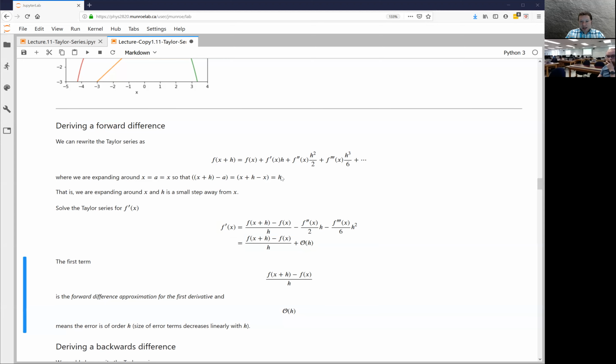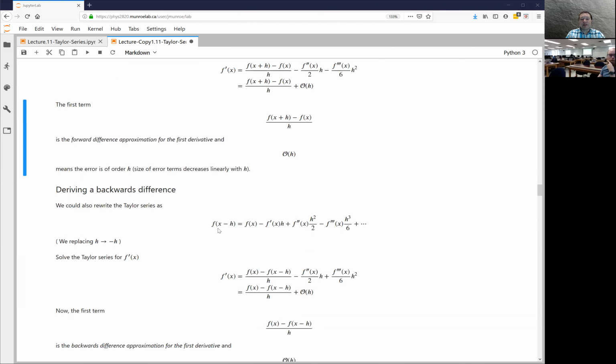If we take this same Taylor series, but now write it in a different way, starting from f of x minus h, the idea being, do the expansion around x, but now take a step backwards. You get some plus signs and minus signs all the way through. When you go to solve again for f prime of x, what you're going to get is f of x minus h divided by h. And again, there'll be an error term on the order of h.